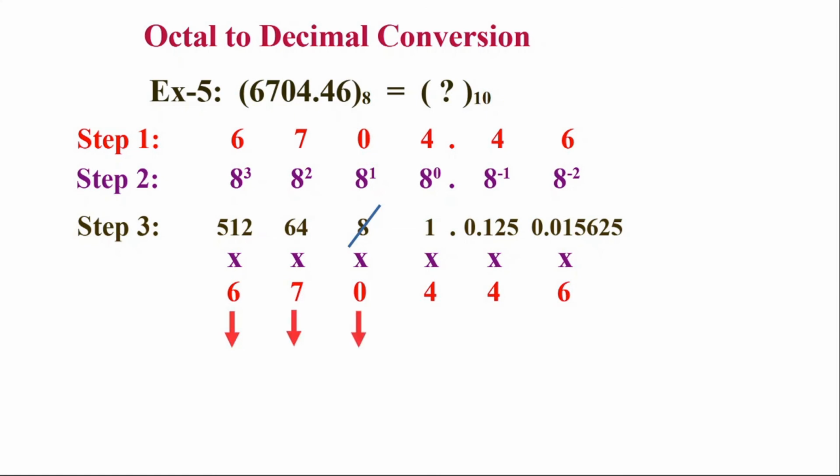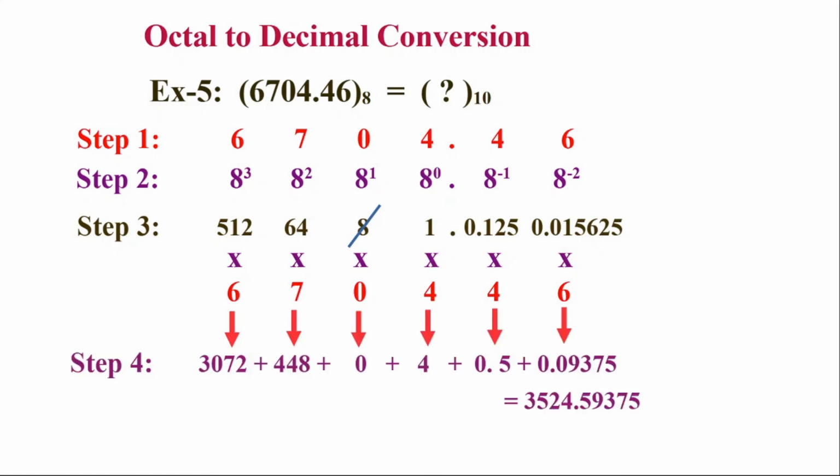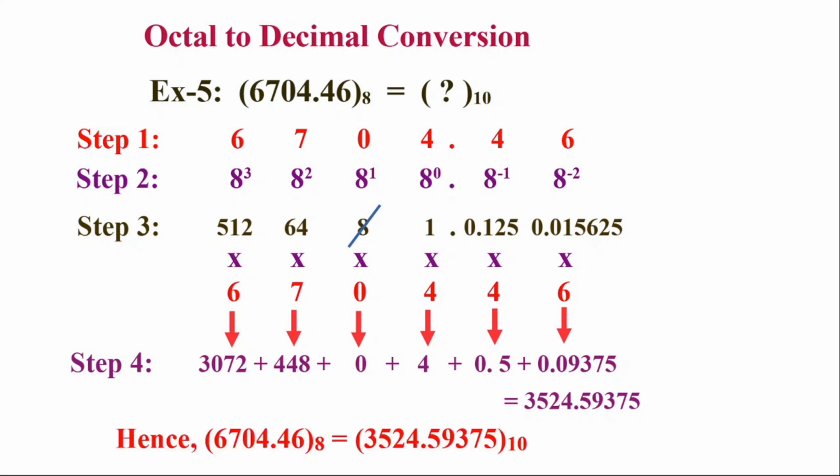Then we have to perform the multiplication operation, and finally we have to add up the values, and in this case 3524.59375 is the decimal equivalent of octal number 6704.46.